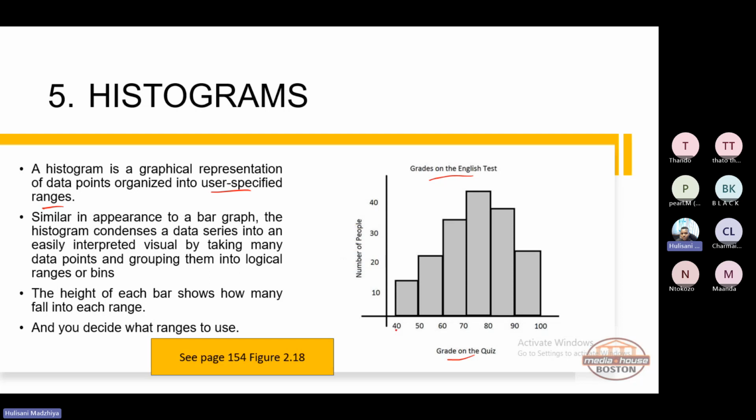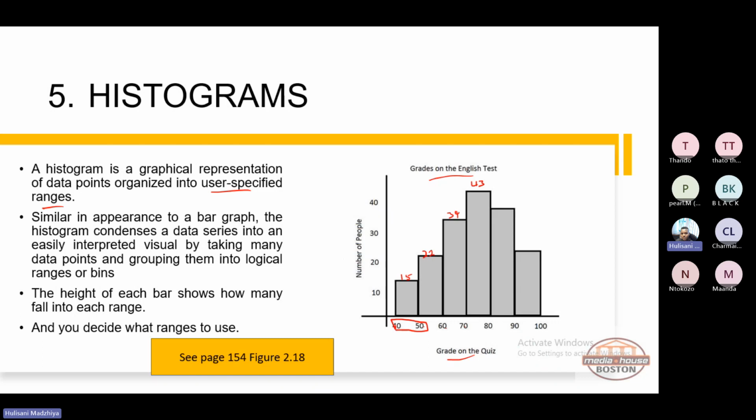So, people who scored between 40 and 50, here we've got 15 people. People who scored between 50 and 60, here we've got 22 people. People who scored between 60 and 70, here we've got 34. And then people who scored between 70 and 80, we've got 43 individuals that have scored within that.